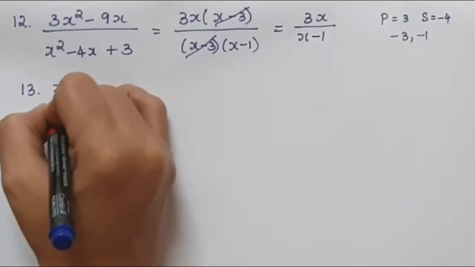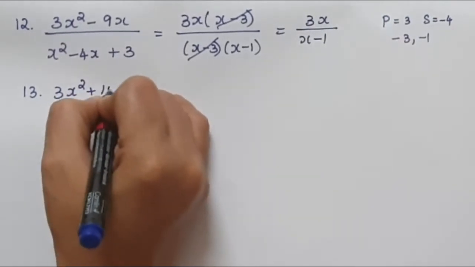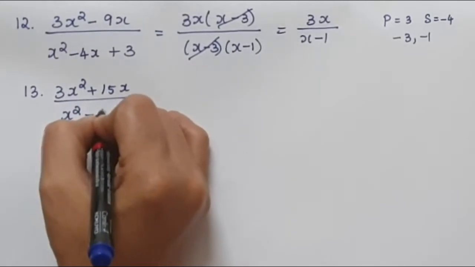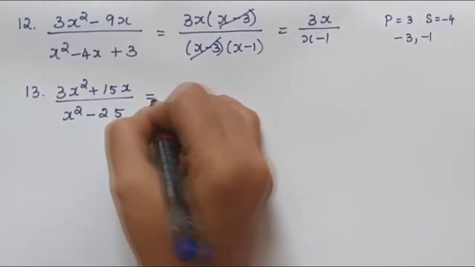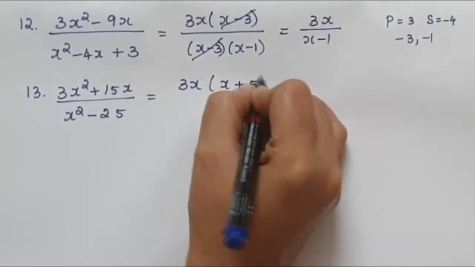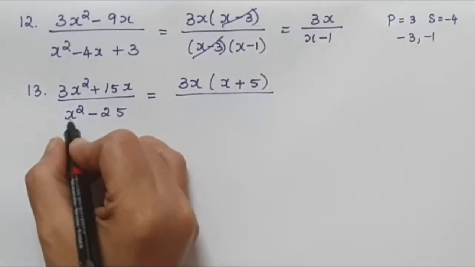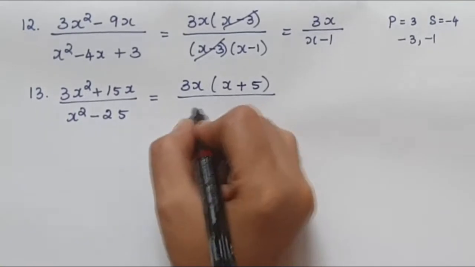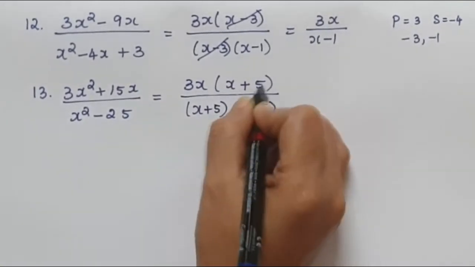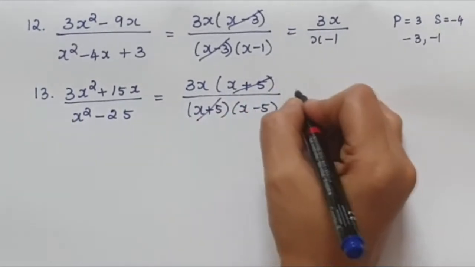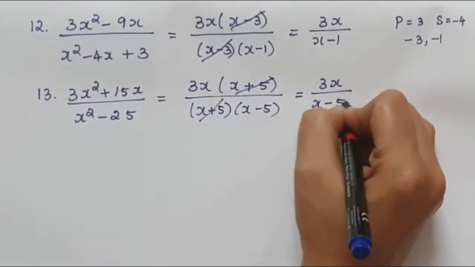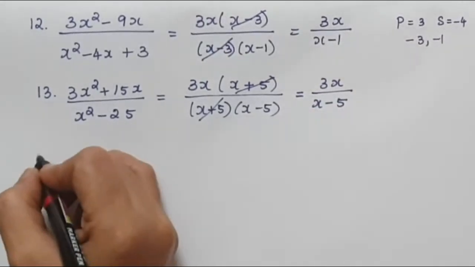Then the 13th one, (3x squared plus 15x) over (x square minus 25). So this can be written as 3x is common, so it is (x plus 5). This again is x square minus 5 square. So you can write it as (x plus 5)(x minus 5). So this x plus 5 and this x plus 5 will get cancelled. So it is 3x over (x minus 5).